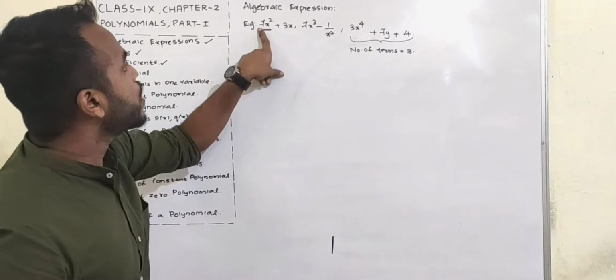Next expression, 3x raised to 4. What's the coefficient of x raised to 4? It's 3. Coefficient of y is 7. Now, 4 is a constant term. It does not have any variable with it. Okay, fine. Let it be there.